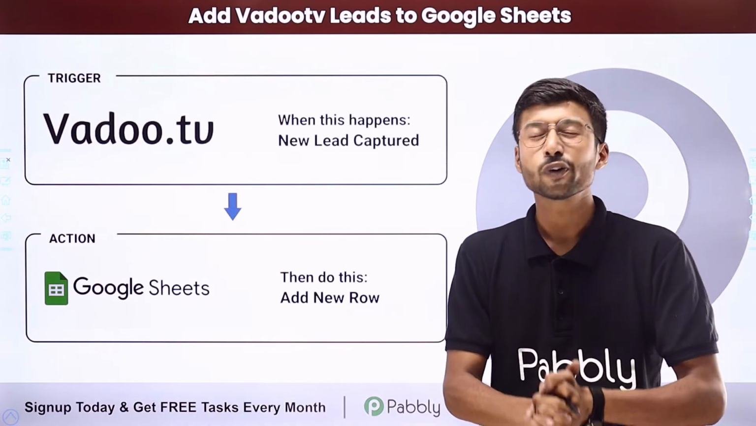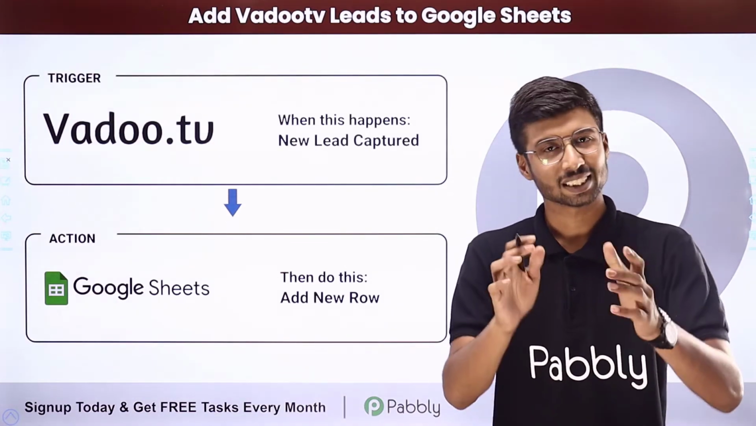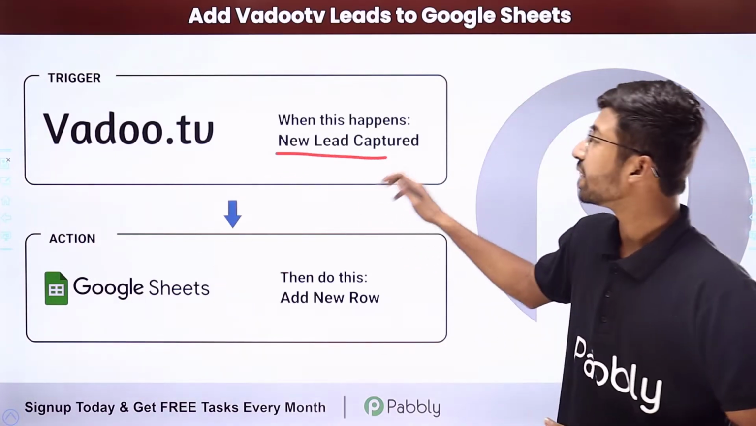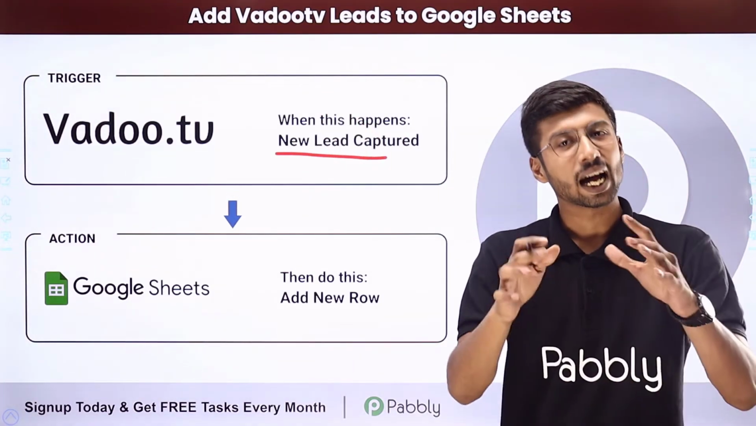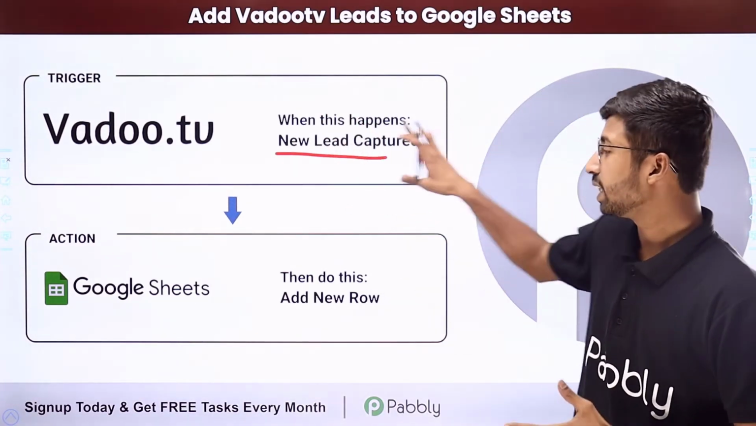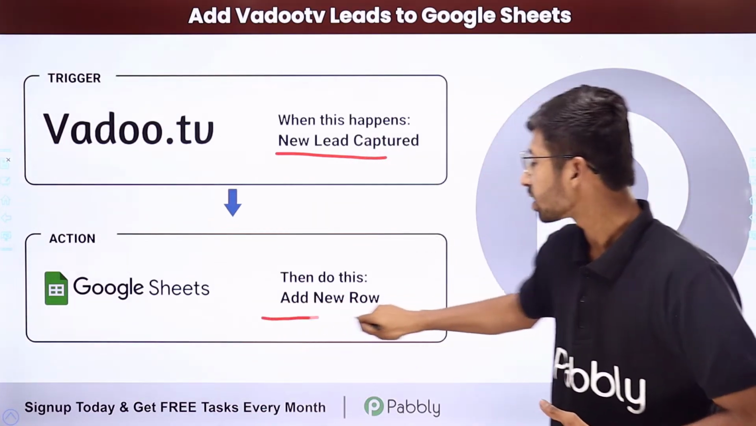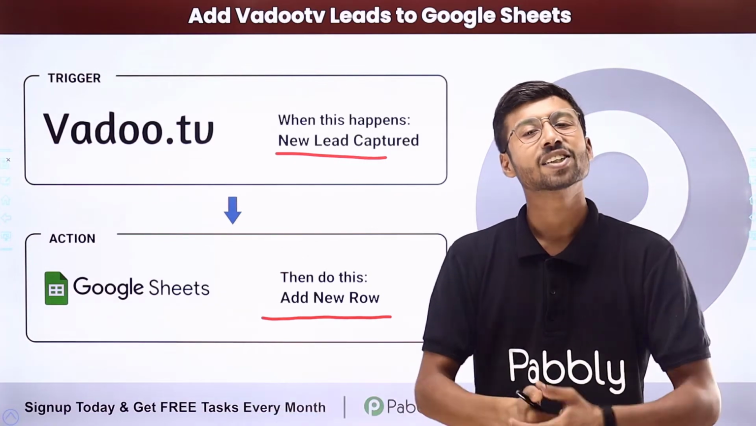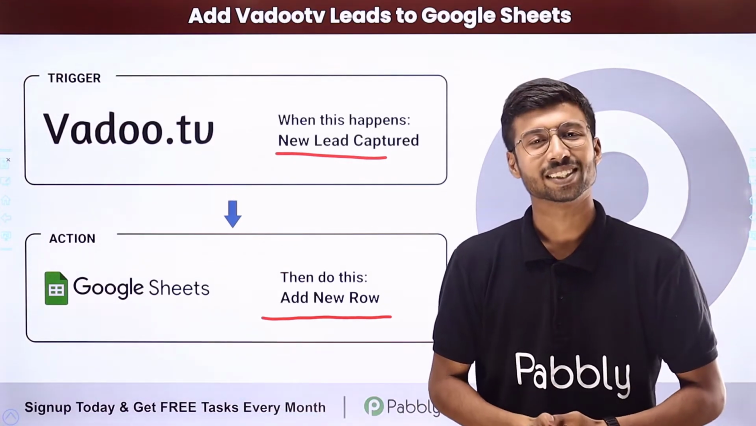So let me tell you, you can completely automate this process. The trigger of this automation will be capturing or generating a new lead using Video TV, and the action will be adding those new lead details into a Google Sheet as a new row. Now, how can you set up this automation? To know this, you have to come with me to my screen.